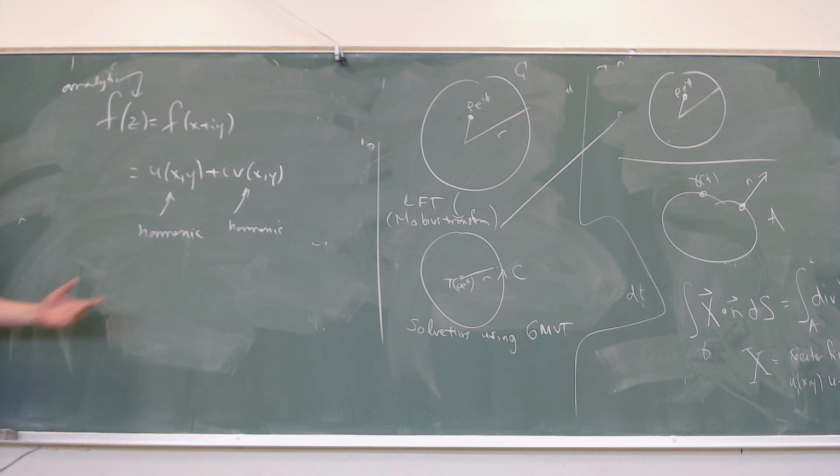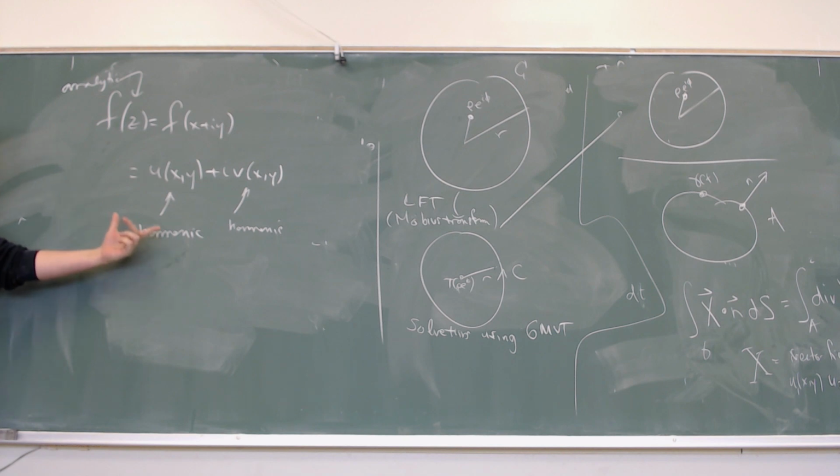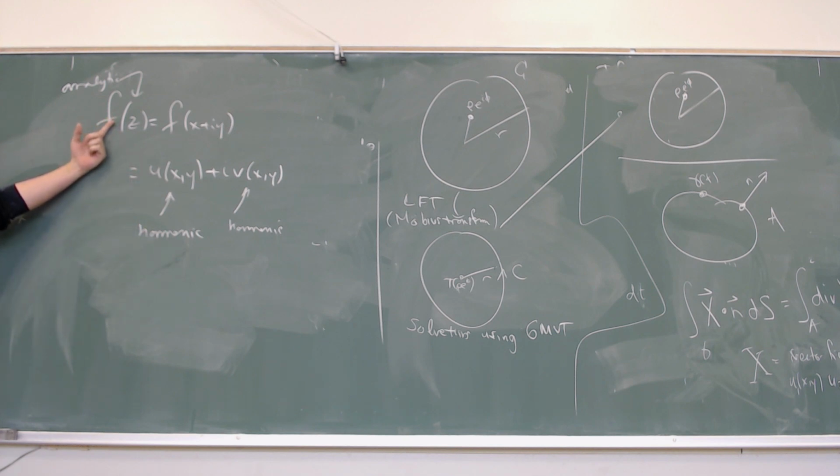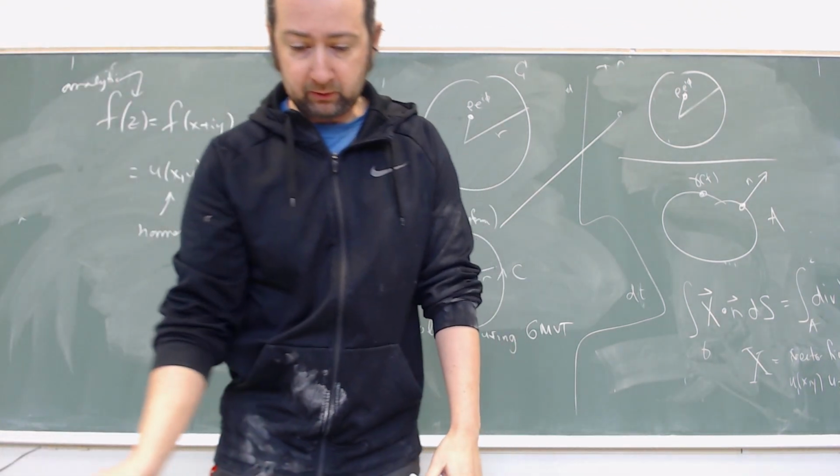So the study of harmonic functions, thinking about conservative vector fields, is the same as the study of analytic functions. So here you have conservative vector fields and Laplace's equation. Here you have the Cauchy-Riemann equations. They're essentially equivalent to each other. So you have this perspective shift where you can go back and forth. Okay, so that's the big thematic connection between these things.